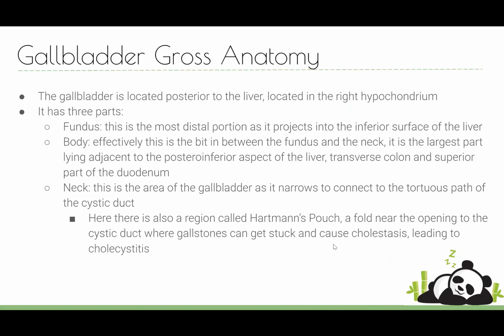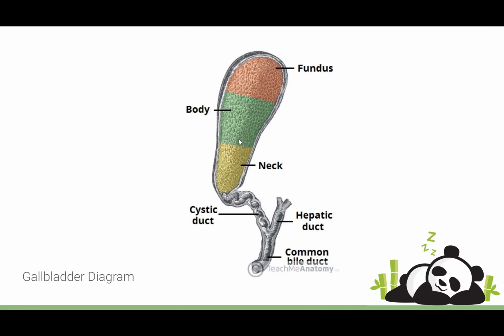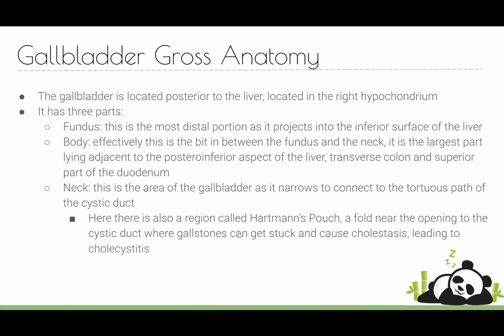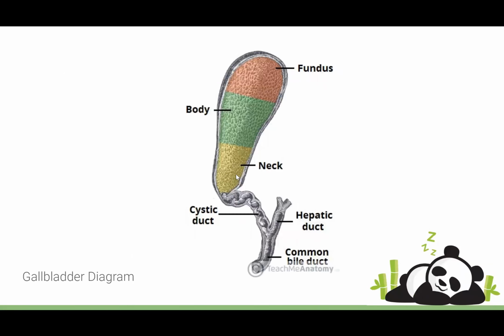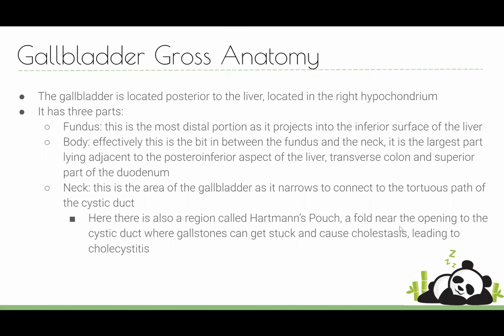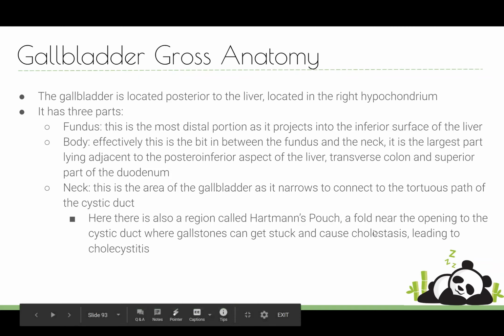Okay, so the gallbladder. So the gallbladder is located posterior to the liver, in the right hypochondrium again. It has 3 parts, so the fundus, the body, and the neck. So the fundus is this area here, basically the end, the body in between, and the neck at the end here. The neck also has an area called Hartmann's pouch, which doesn't really showcase here, but it's basically a fold before the cystic duct, which is also quite tortuous, where gallstones can lodge, causing cholecystitis, which we'll talk about on Sunday as well.